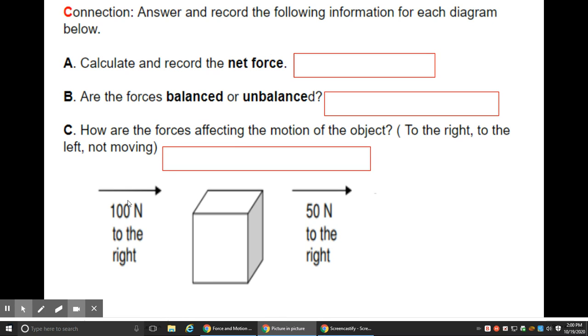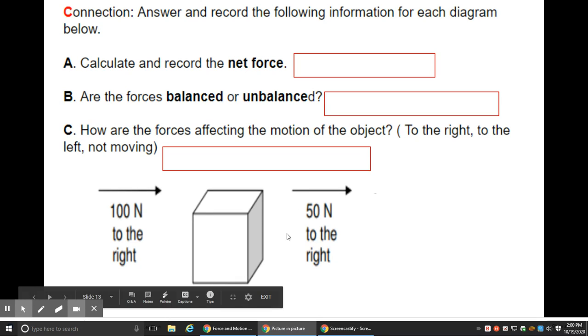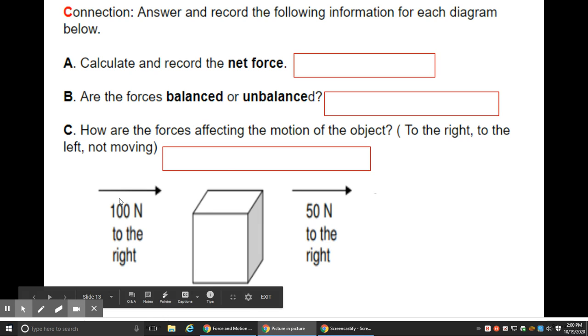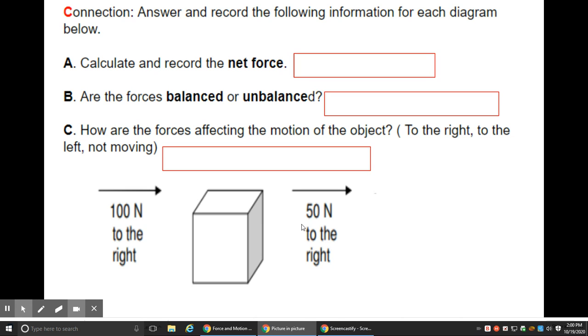Calculate and record the net force. So we have 100 newtons of force acting on the box to the right, and we have 50 newtons of force acting on the box as well to the right. So when forces are in the same direction, we add them. So 100 newtons plus 50 newtons is 150 newtons.